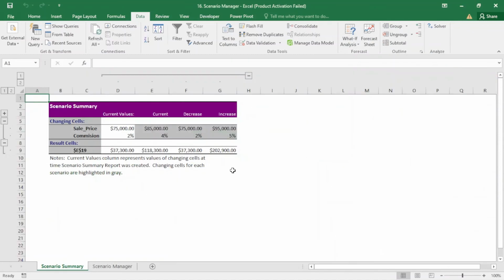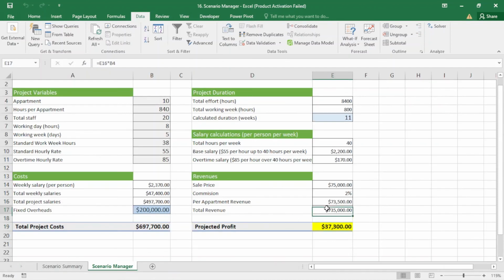Okay, you can see here I have the current price, and also the profit is here. When the sales price decreases, the profit also decreases. When the sales price increases, the profit also increases. So that's it about scenario manager.